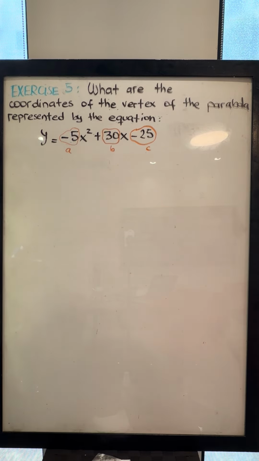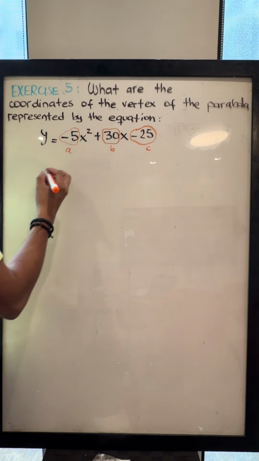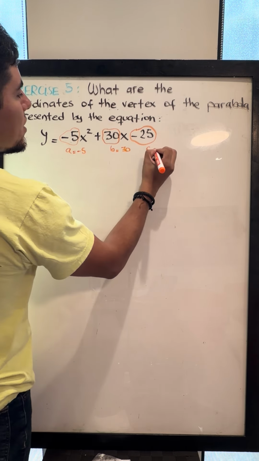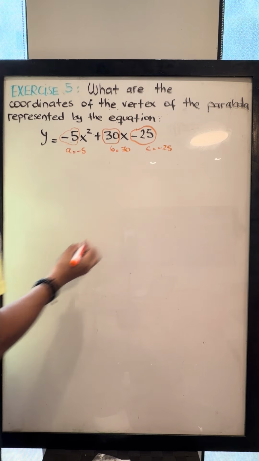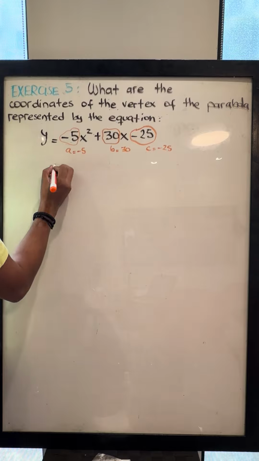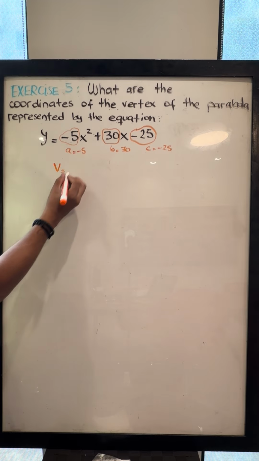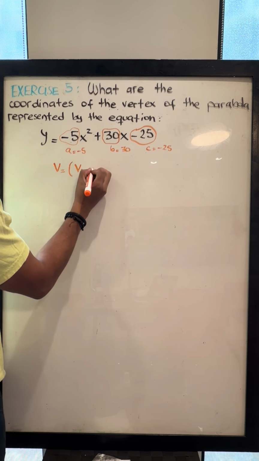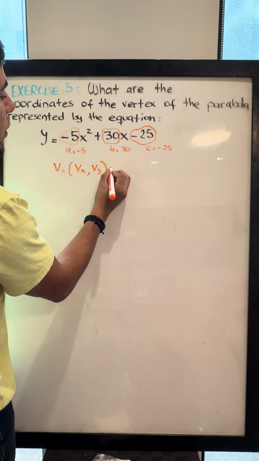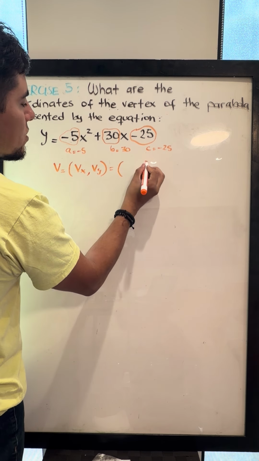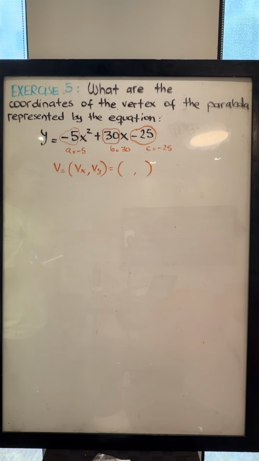So now we know a equals negative 5, b equals 30, and c equals negative 25. They want to know the coordinates of the vertex. So the vertex, the letter b, is going to be equal to one coordinate, which is bx comma by. Our goal is to find this coordinate. So let me show you how you can find bx.